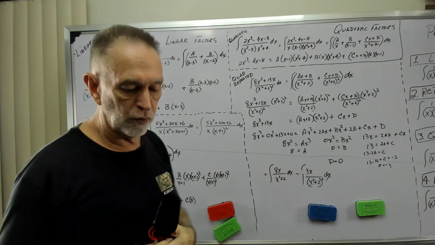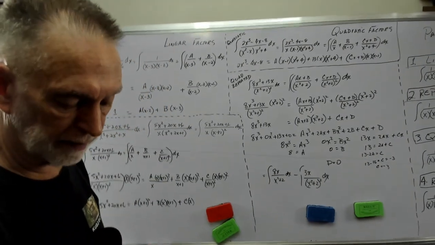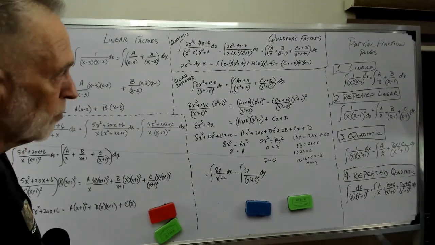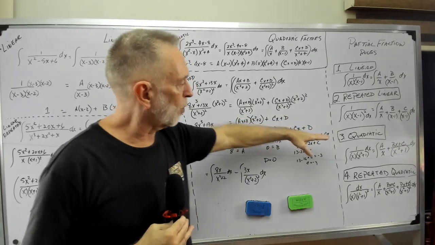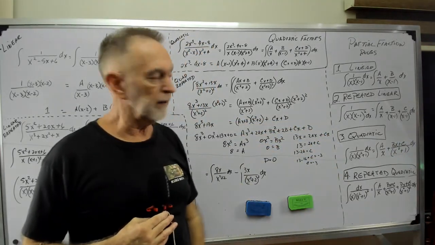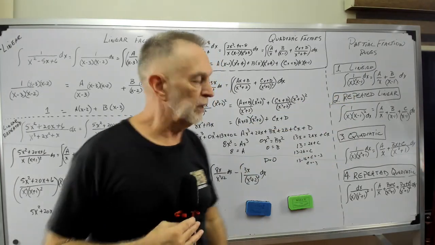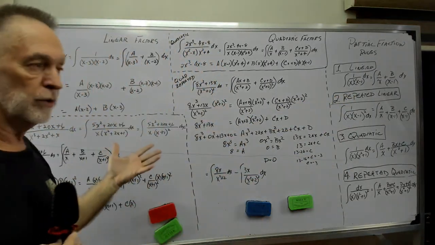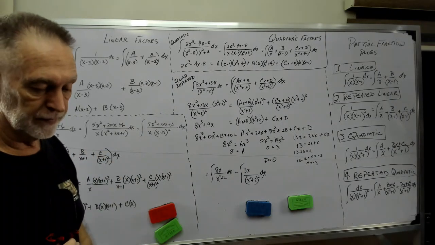And that's the 4 rules. Okay? Let me turn my camera back around again. That's the 4 rules. You've got linear, repeated, quadratic, repeated quadratic. And memorize that form for each one, and that will allow you to work through some problems that otherwise, how would we do it? Okay?